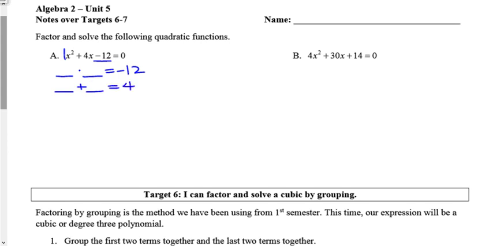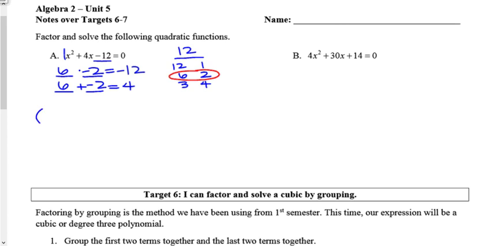And what I like to do is just write the factors of 12 off to the side here. We have 12 and 1, 6 and 2, 3 and 4. Well, 6 and 2 have a difference of 4, so it'll probably be 6 and 2. Let's see if we can make that happen. I'll do a positive 6 and a negative 2. 6 minus 2 will give me 4, and then 6 times the negative 2 will give me negative 12.